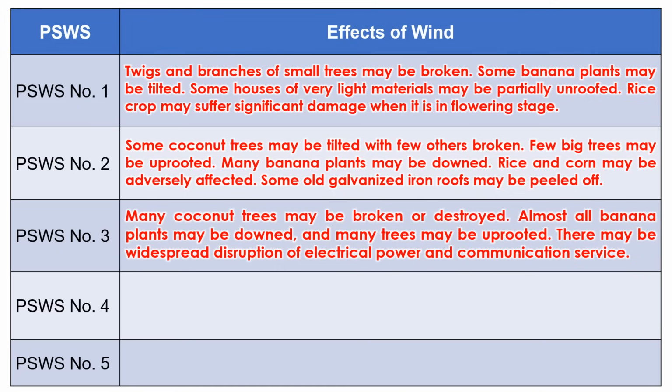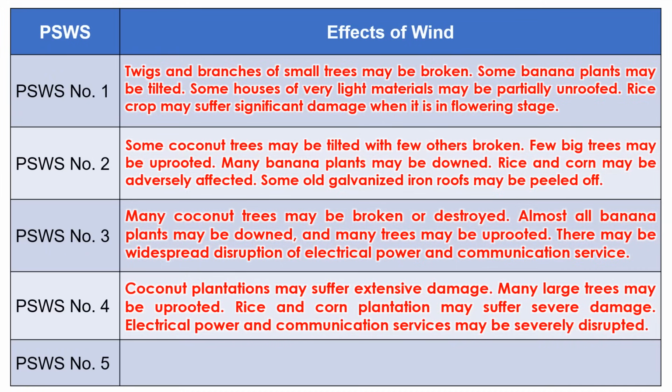The effects of winds in Public Storm Warning Signal Number 4 are the following. Coconut plantations may suffer extensive damage. Many large trees may be uprooted. Rice and corn plantations may suffer severe damage. Electrical power and communication services may be severely disrupted.